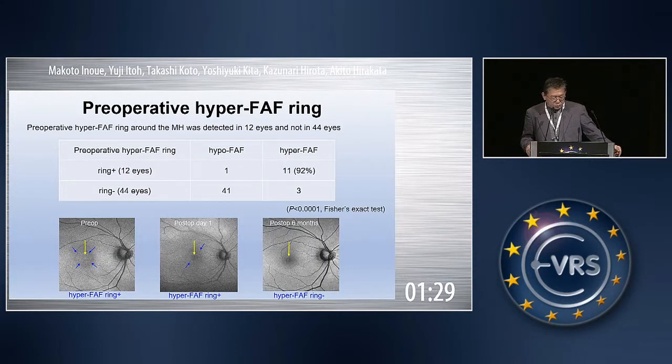So we looked at the preoperative FAF image. Some patients had a hyper FAF ring at the open macular hole, and we checked whether it disappeared postoperatively. We compared the two groups. The left lower slide shows that the hyper FAF ring is positive around the hyperreflective macular hole. The ring was observed in 12 eyes, and ring-negative in 44 eyes. If you see the hyper FAF ring preoperatively, it will persist as hyper FAF at the closed macular hole in 92%.